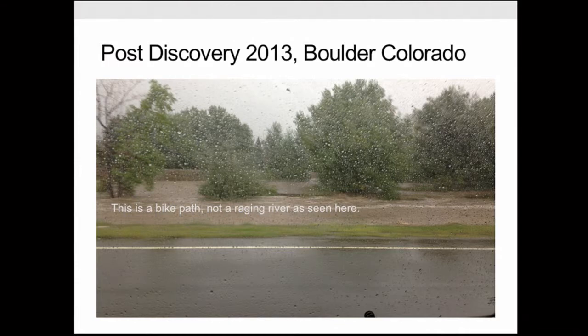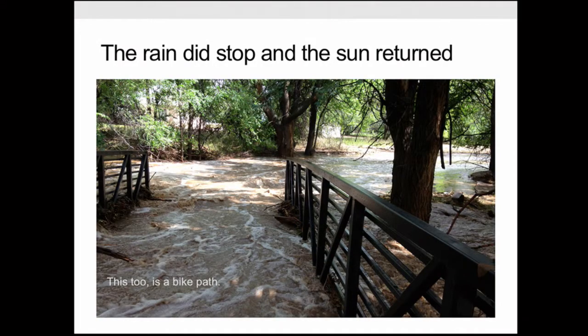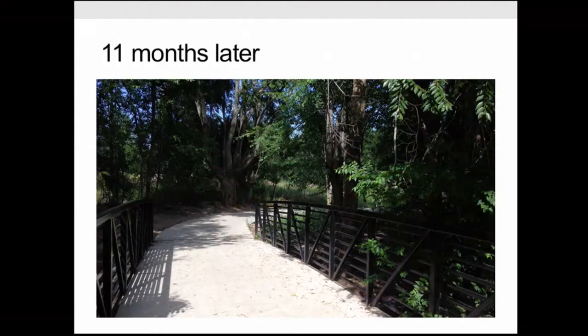And then along the road there is not a river. That is a bike path. And closer to my house, after the rain did stop and the sun came out, this again is a bike path.